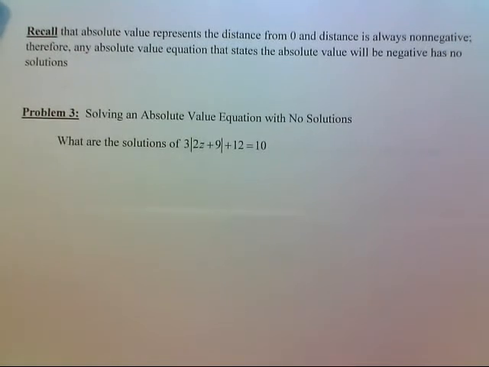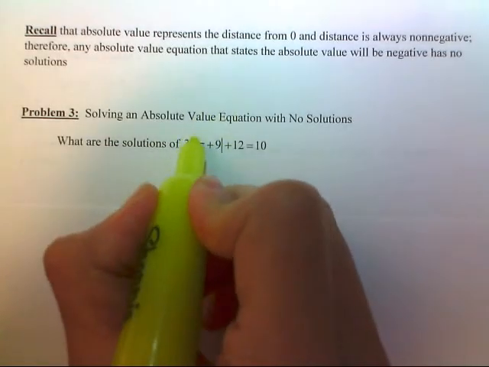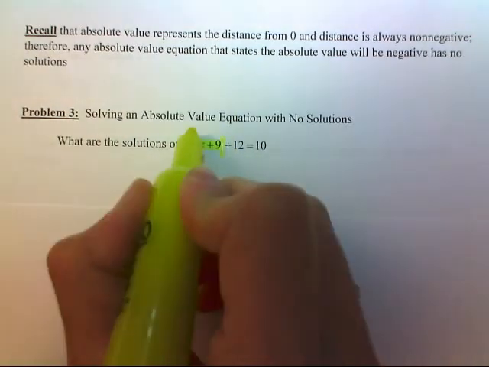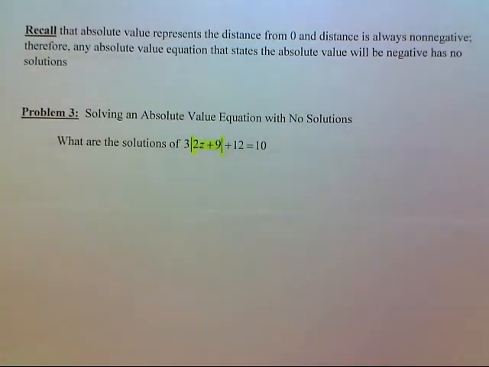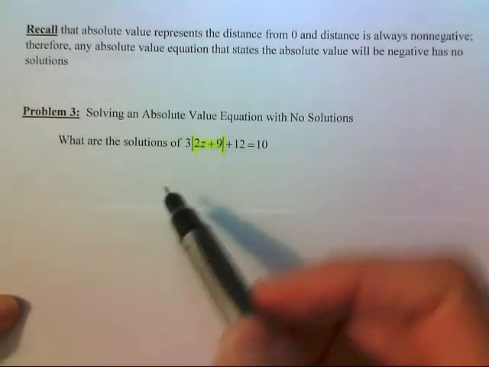We're kind of mixing in everything we did in problem 1 and 2 all at once here in problem 3. So I am going to highlight my absolute value. Here's my absolute value symbols, and here's everything on the inside of my absolute value. So what I'm highlighting, I do not want to move. I have to isolate the absolute value. That means I've got to move everything away from it.